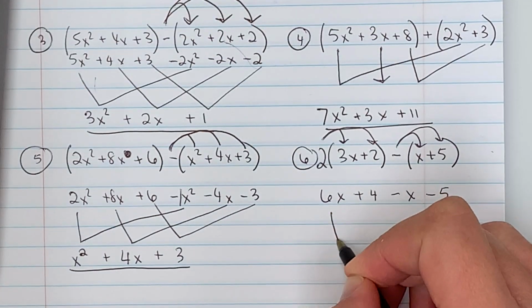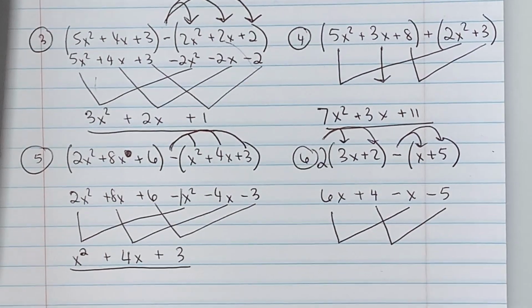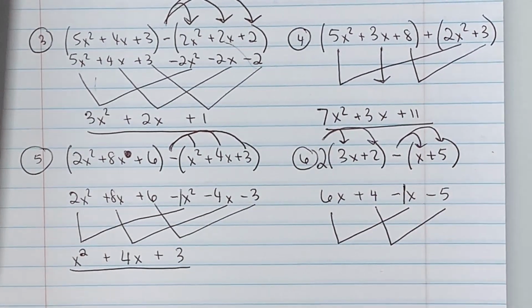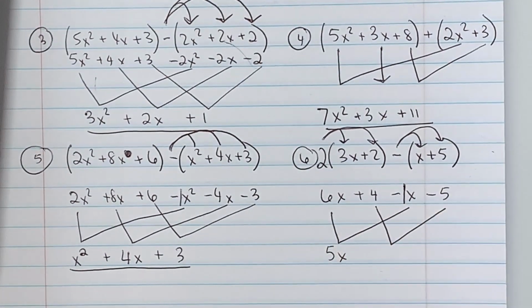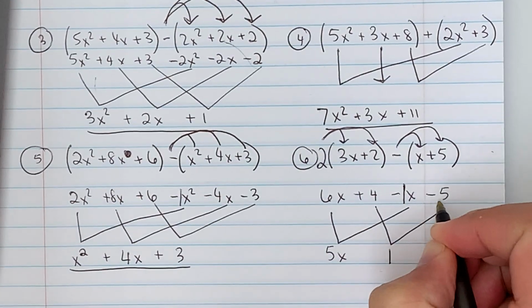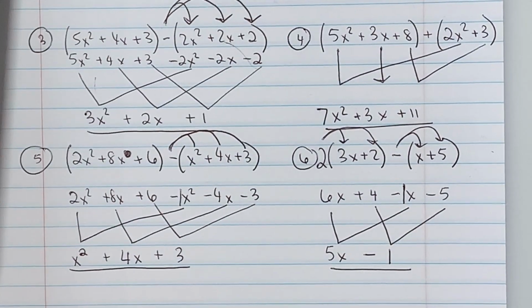All right, next 6x minus x are like terms. 4 minus 5 are like terms. Well, 6x minus 1x, remember there's that invisible 1. 6 minus 1 is 5, so this is gonna be a 5x. And then 4 minus 5, well, 1's positive, 1's negative, so we're gonna subtract. 5 minus 4 is 1. The larger number was that 5, and it was negative, so it's a negative 1. There's our answer. Hopefully you got that right.